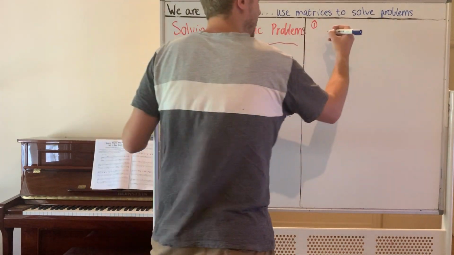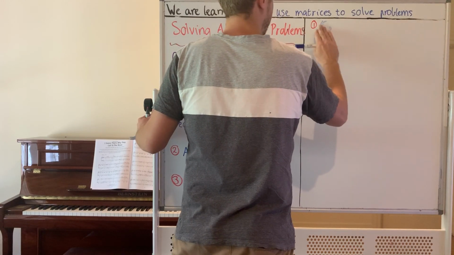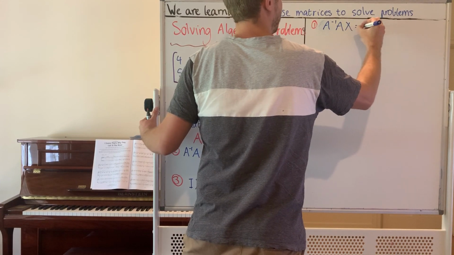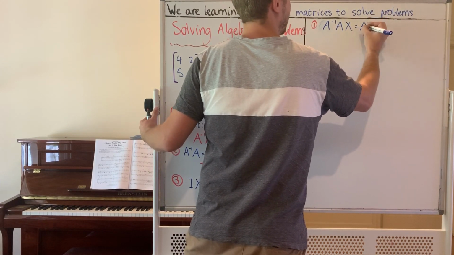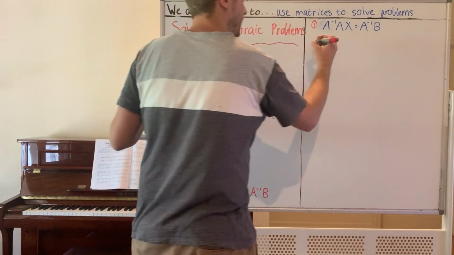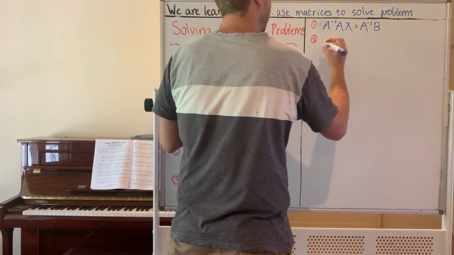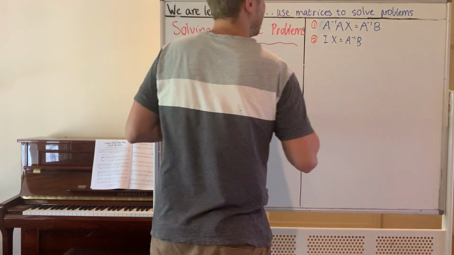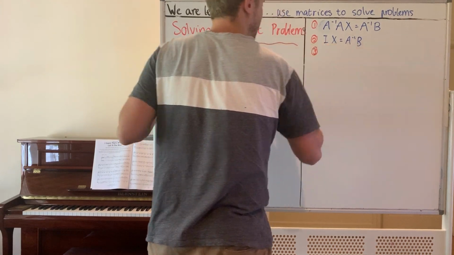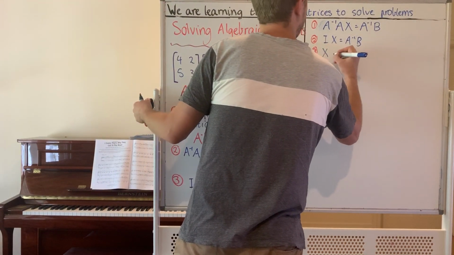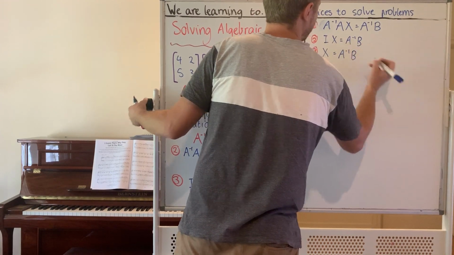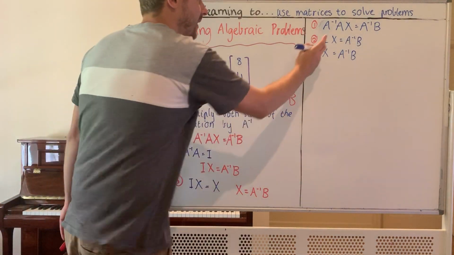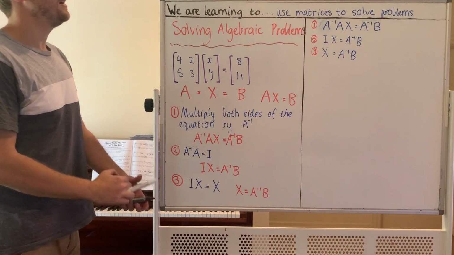So step 1. Looks like that. Step 2 looks like this. And step 3 was where the I disappeared. It's like in algebra, where if you've got a variable, you don't write 1a, because that just means 1 times a. You just write a. And that I there does not need to be there.